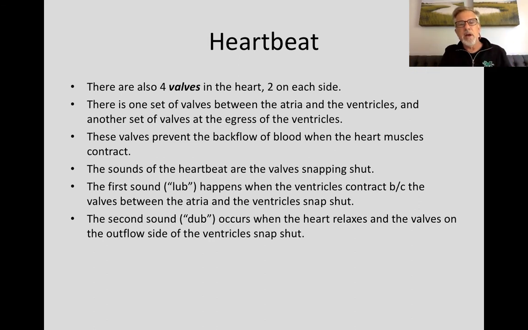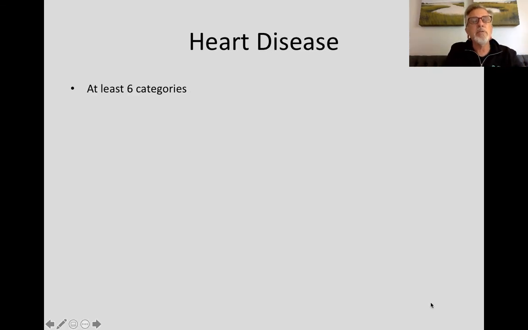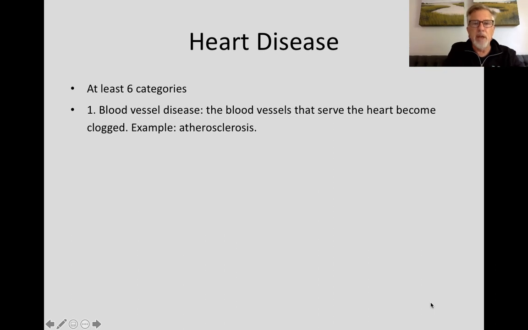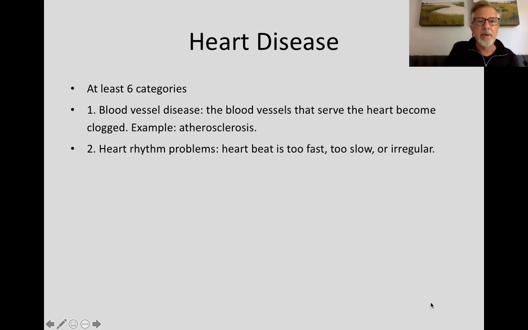The final thing I want to talk to you about is the pathologies that occur in the heart, many of which you've heard of. So there are at least 6 ways to categorize heart disease. First, there's blood vessel disease. The blood vessels that actually serve the heart itself become clogged. This is usually because of a process called atherosclerosis, and this will be an important thing for you to understand.